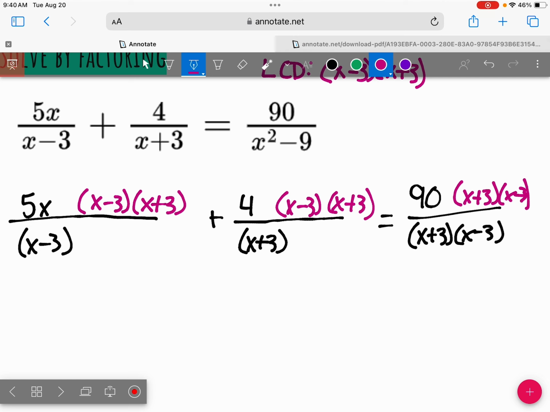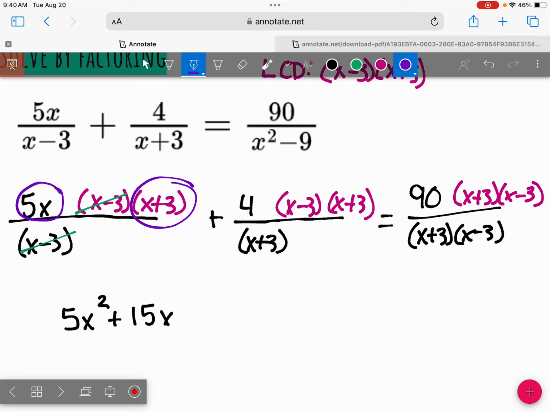Does everyone see what I did, even if we're not entirely sure why I did? I'm going to fix that because that was just trash handwriting. Does everyone see what I did, even if we're not sure why? Okay. Because if we look here on this very first fraction, what happens here? The x minus 3 cancels. What are we left with? Five x squared plus 15x. We took this 5x times the x plus 3.